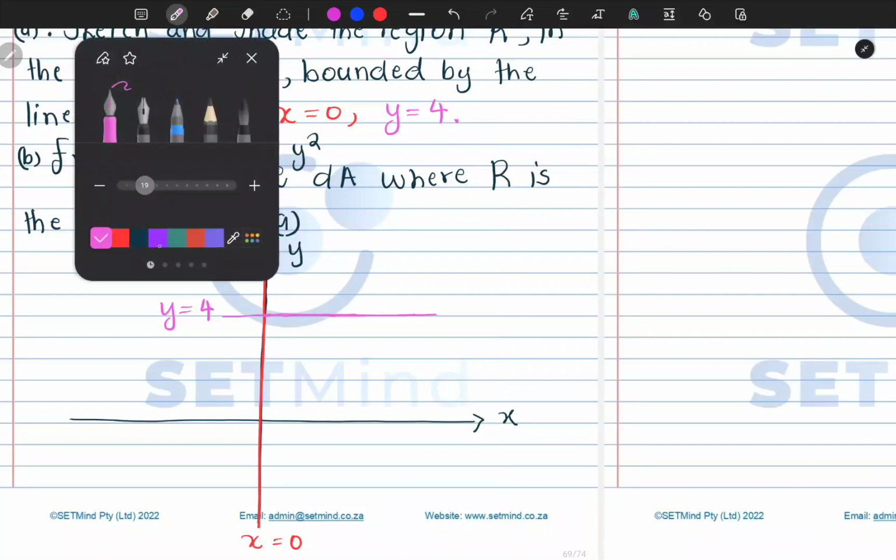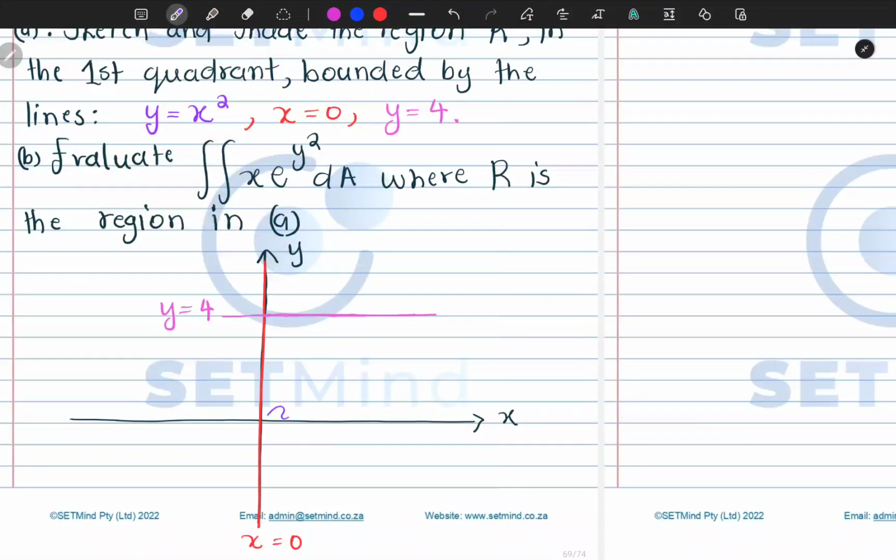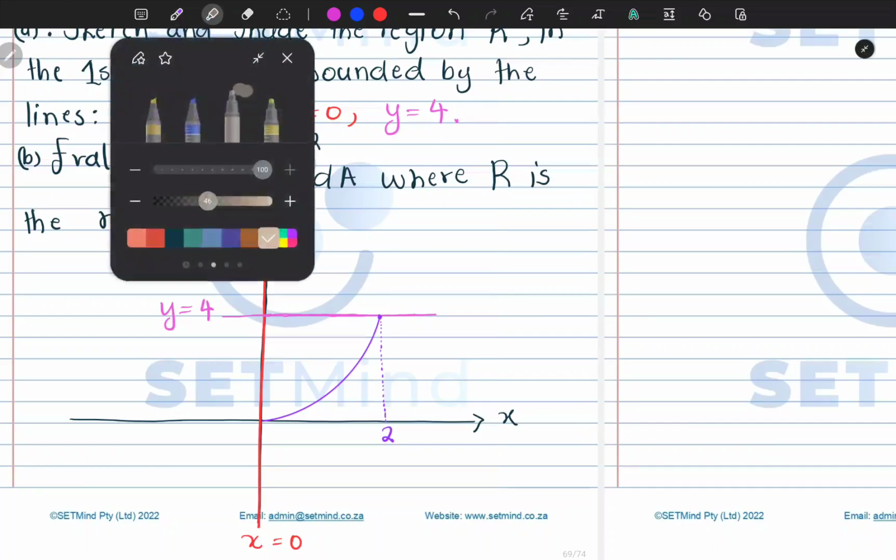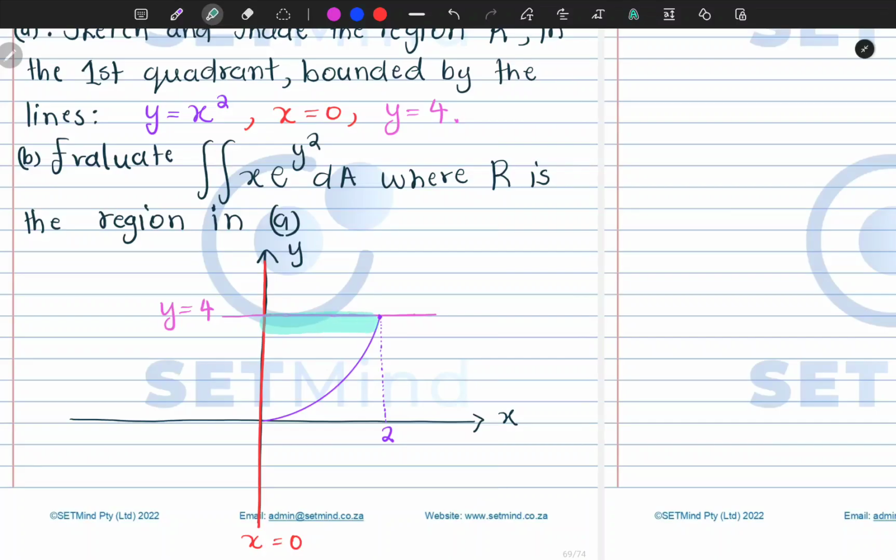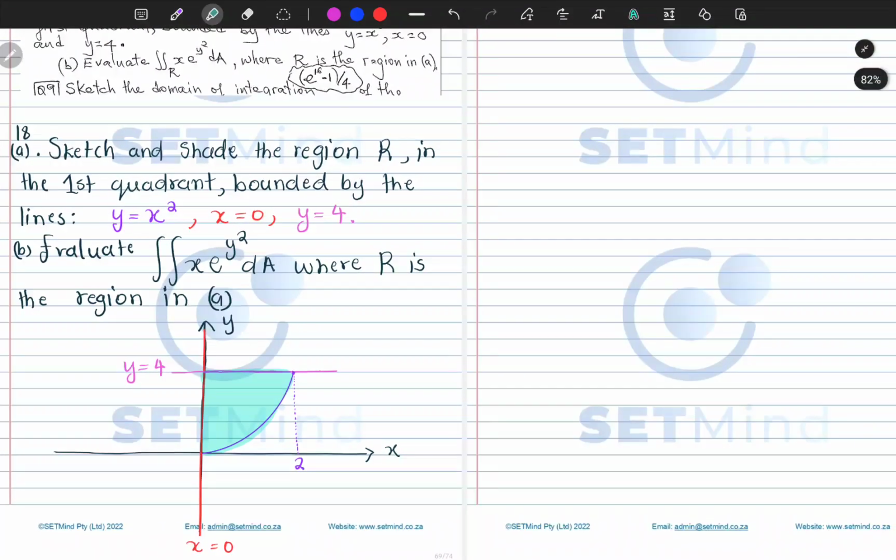And then we have a curve which is x squared. So the curve will just be something like this. And obviously, where the curve intersects with the 4, the corresponding x value would be a 2 there. So if you look at how this is, it means the region which we are interested in, or our region of integration, it would simply be what is inside here. That is our region R of integration.